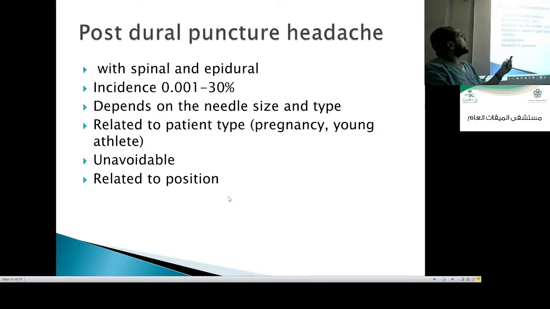Now I will talk about post-dural puncture headache. This headache is very common with a wide spectrum of incidence from 0.001 to 30%. It is a headache that happens one day, or 27 or 72 hours after the spinal procedure, mainly with spinal and epidural. It is a frontal or occipital headache that is related to position. If the patient is standing, he will feel headache. If he is lying flat, he will not. We diagnose it by exclusion. It is related to the patient type, like a young patient, athlete, or pregnant patient, and it depends on the needle size and type. Unfortunately, it is unavoidable. If it will happen, it will happen.